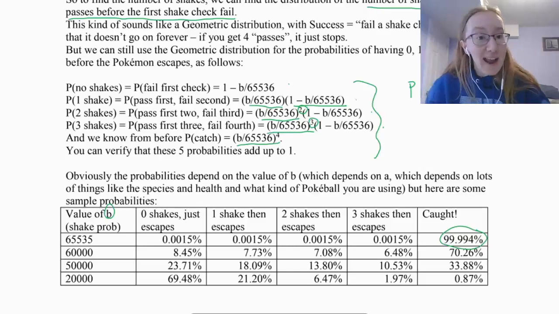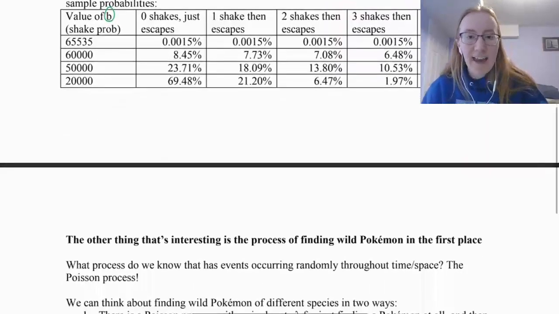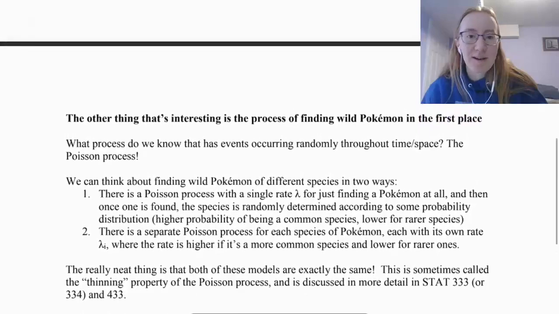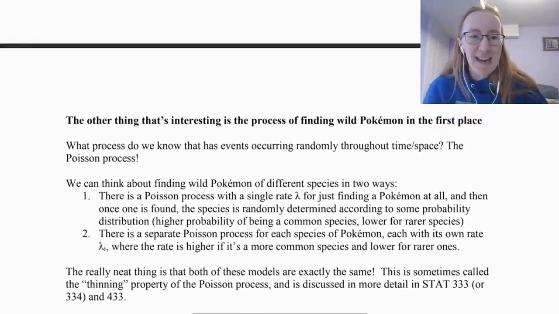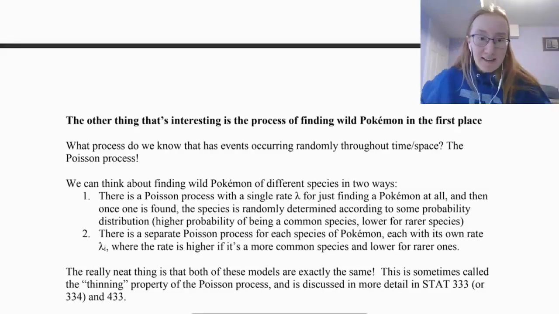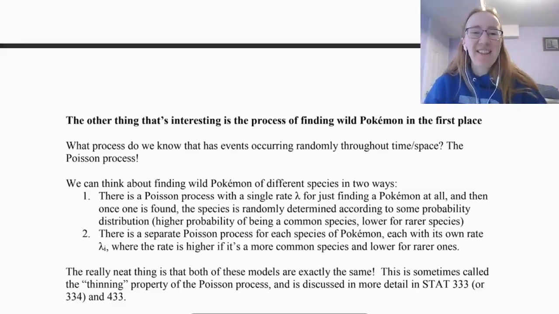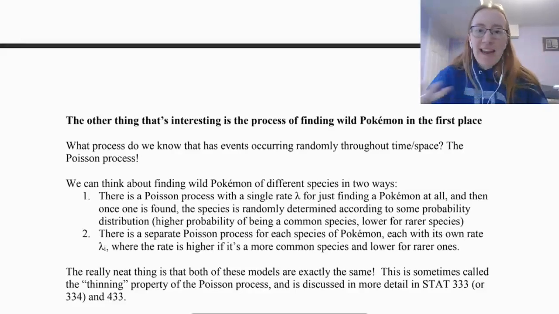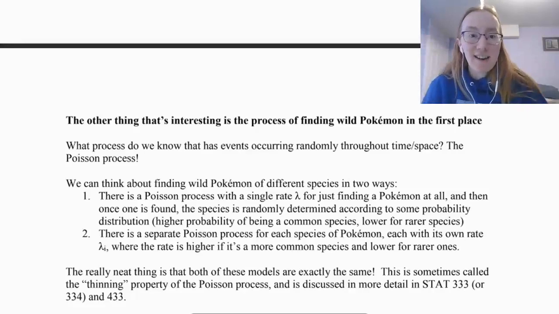But there's another way that the ideas from chapter 5 can be related to the Pokemon game, and this is the idea of the Poisson process. So think about finding Pokemon in the first place, like that's what you have to do wandering around in the game or in real life in the world. The probability of encountering a wild Pokemon is basically like wandering around space and having events randomly occur. And that's kind of like the Poisson process.